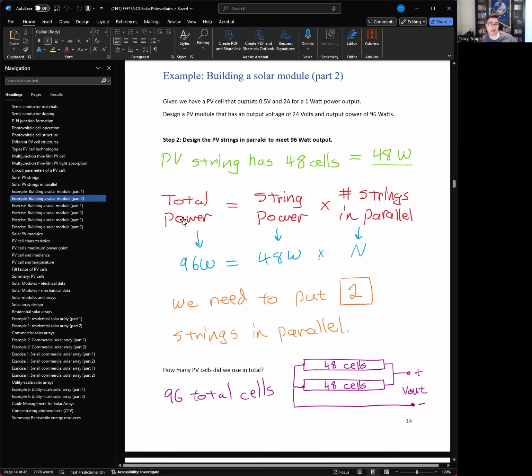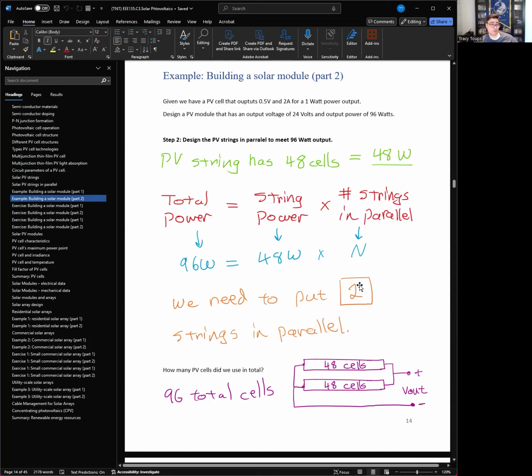So the total power is 96 watts. I know my string power is 48 watts, and I need to multiply by n to figure out how many of these strings I need in parallel. Remember, we copied the string. Once we have the string, we copy that design. We just keep pasting it over and over again until we get the correct power output. The numbers kind of pan out nicely and easily.